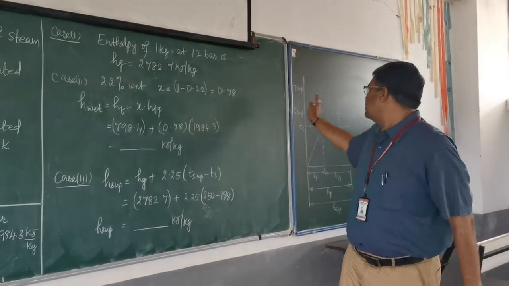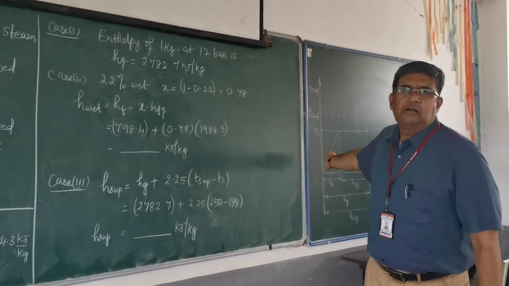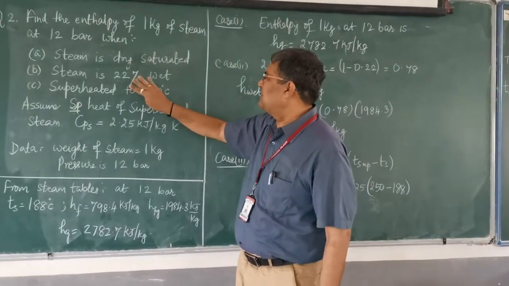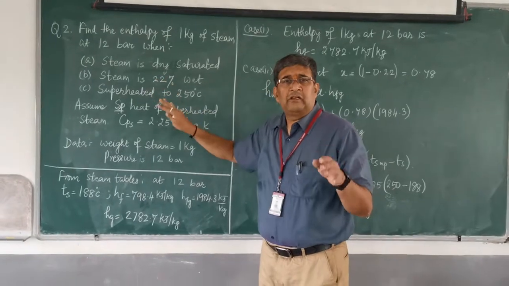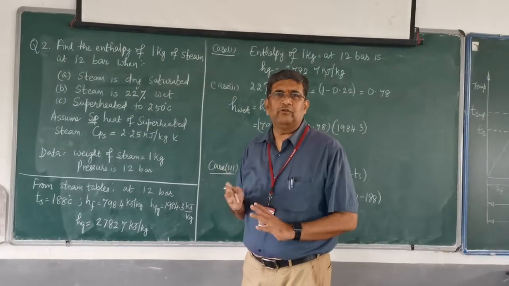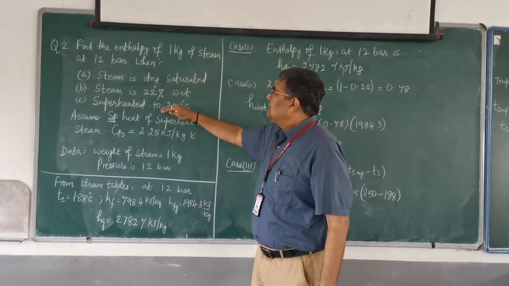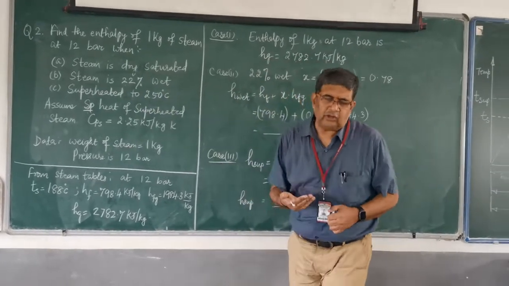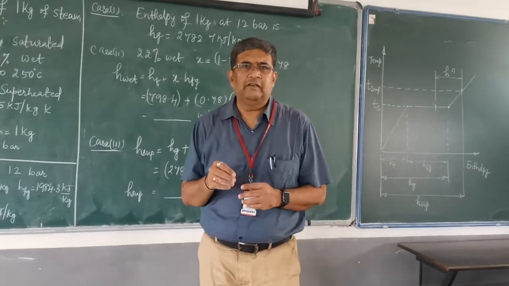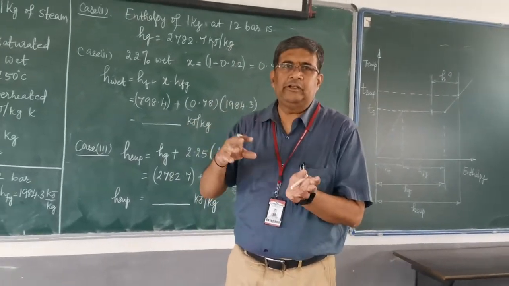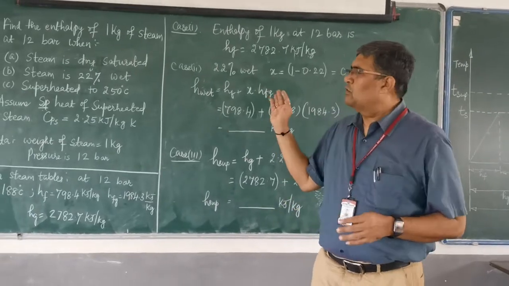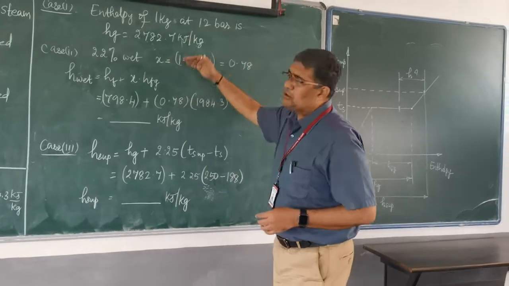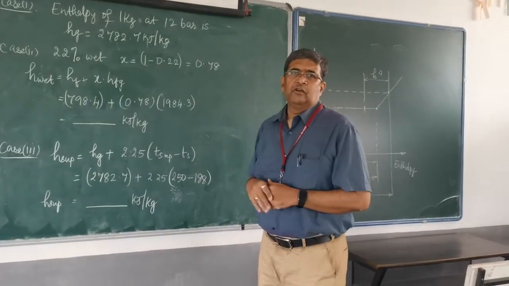Again the same thing you can correlate with our temperature enthalpy diagram and see what is asked. Dry saturated, 22% wet. Now 22% wet means 78% dry. That you need to understand. And then the third case is when it is superheated to 250. Okay. So when you are watching the video, whenever you feel that you need to go back and see the problem, you can always pause it, go back, see the statement of the problem again, and then see the methodology, how the solution is to be done.